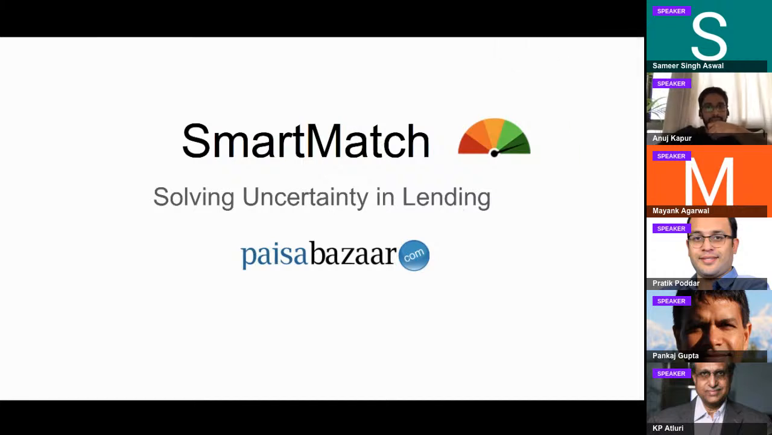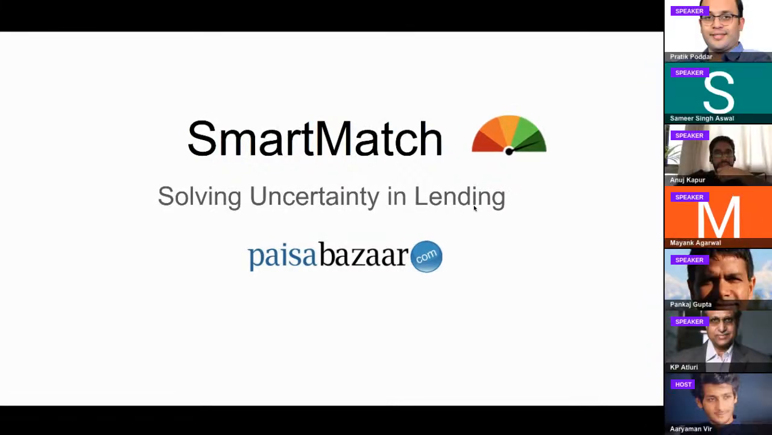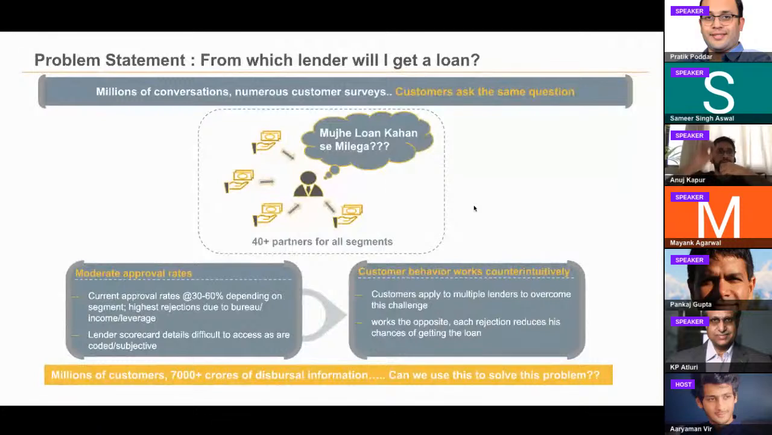Hi, guys. This is Team Pepper, and we are here to present a case on usability of account aggregators. So our product that we're trying to build is a smart match product, which is where we're trying to solve the uncertainty in lending business. So we'll just get into the background of it.